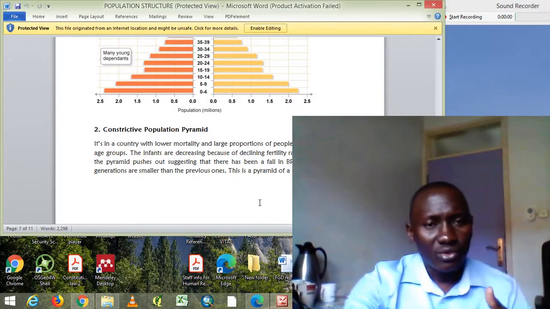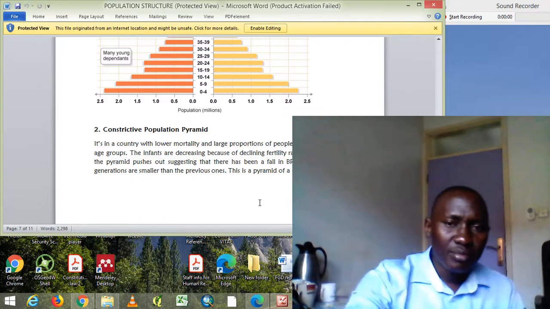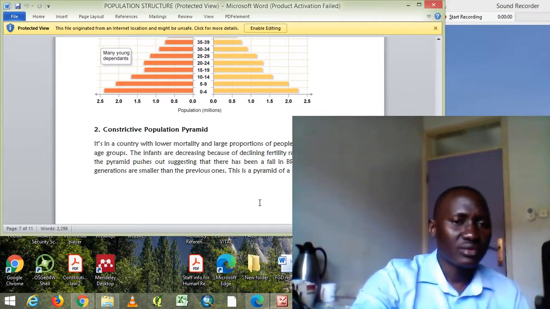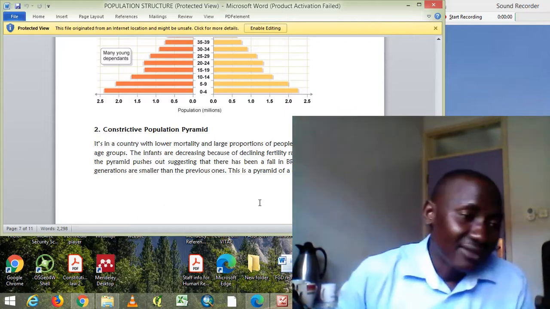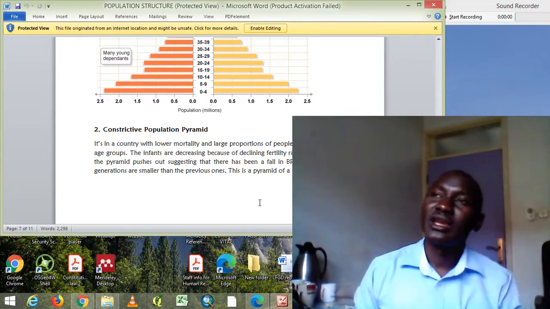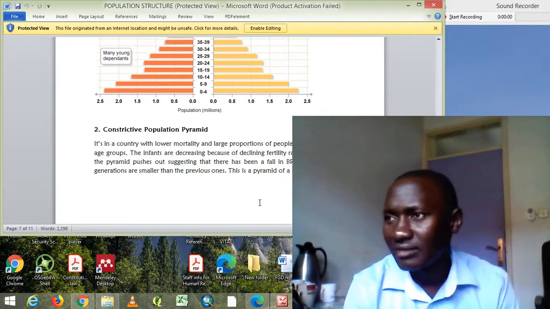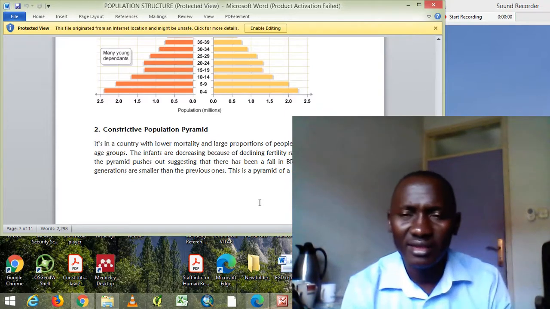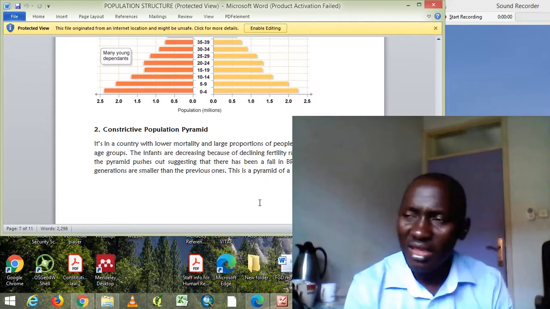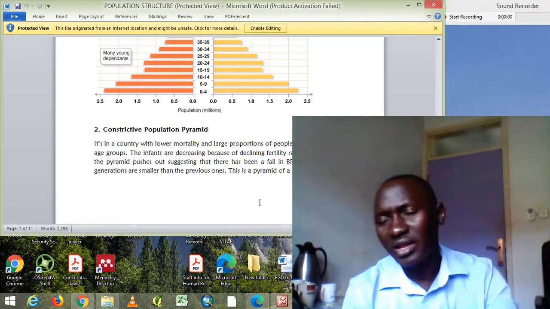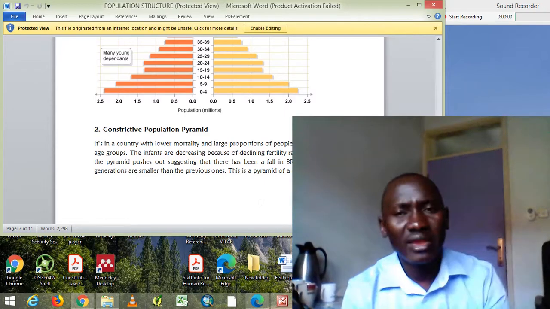i.e. a country with lower mortality and a large proportion of people surviving to older age groups. This is what happens in the Western world, where technology has enabled people to survive to longer age groups. Because of the technology in those areas, people are surviving cancer, all forms of illnesses, and cardiac arrest. They are able to survive, so they are living up to older age groups, because they are also living under better living conditions.